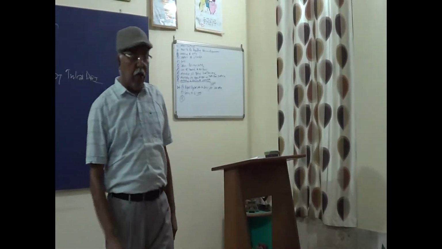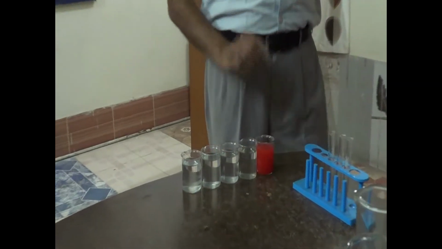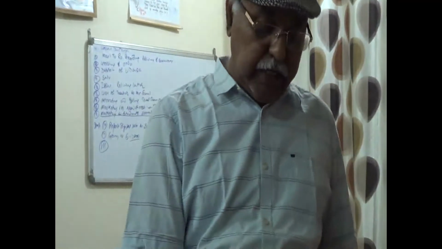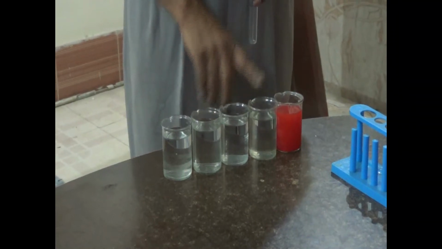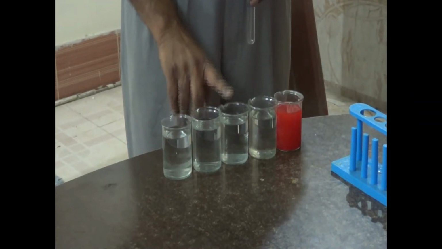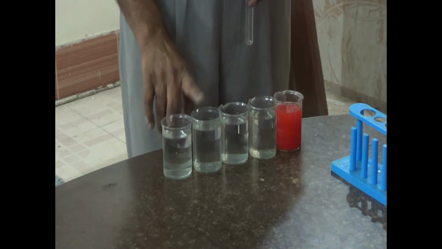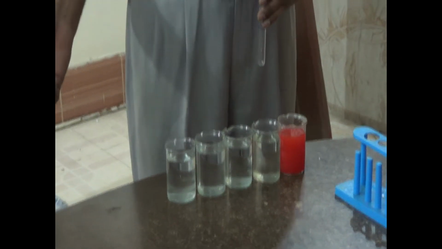Now what to do? Let's see. I am adding nearly 10 milliliter of the potassium permanganate solution. What I am going to do? First listen. I will take out 10 milliliter from this and add it into the next beaker. After stirring it, I will take out 10 milliliter from this and add it into the third beaker. Again after stirring, I will take out 10 milliliter and add it into the next. Again after stirring, I will add it into the last. Then we will compare the colors.